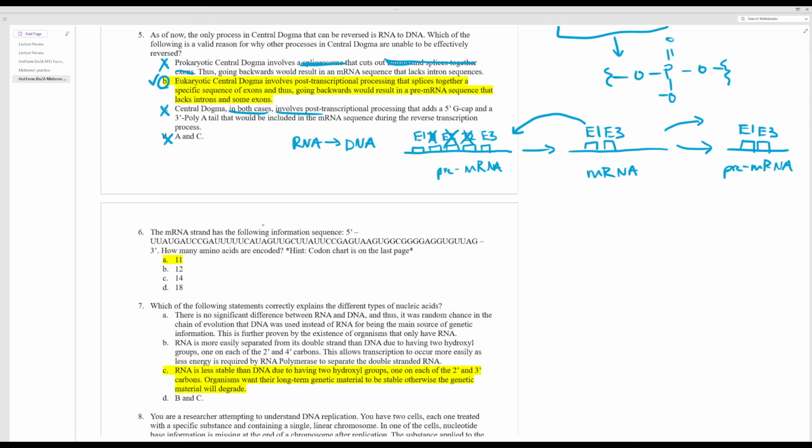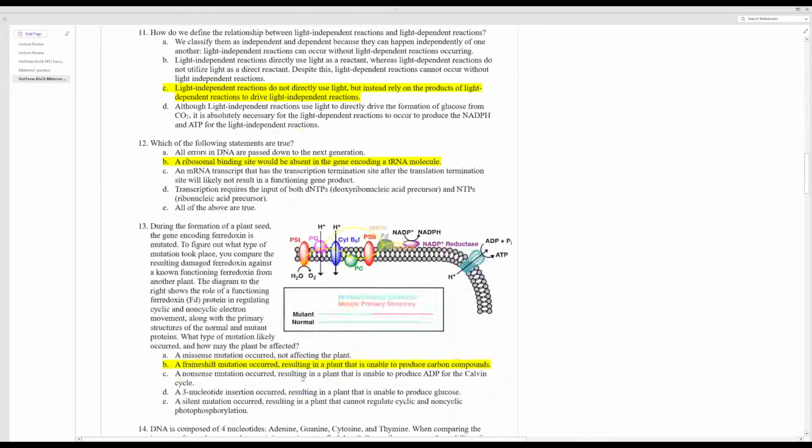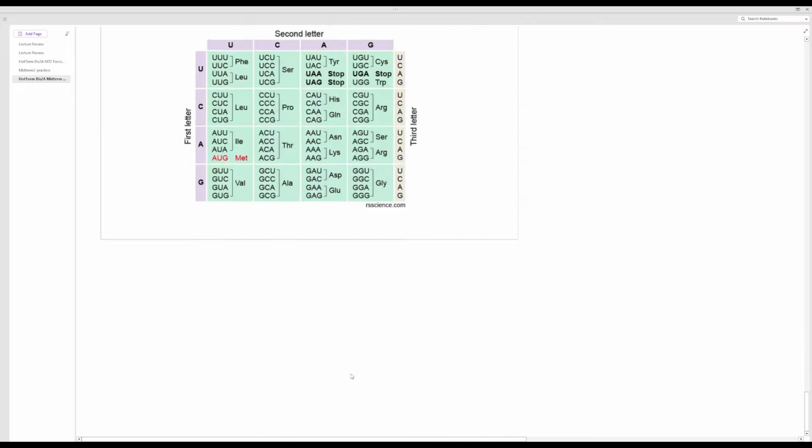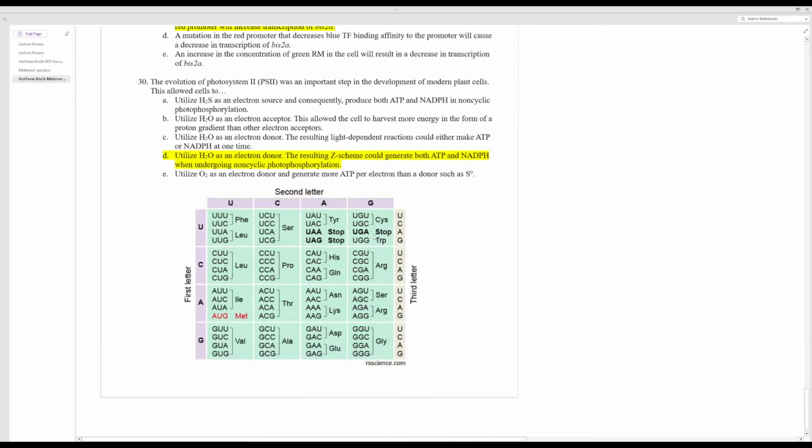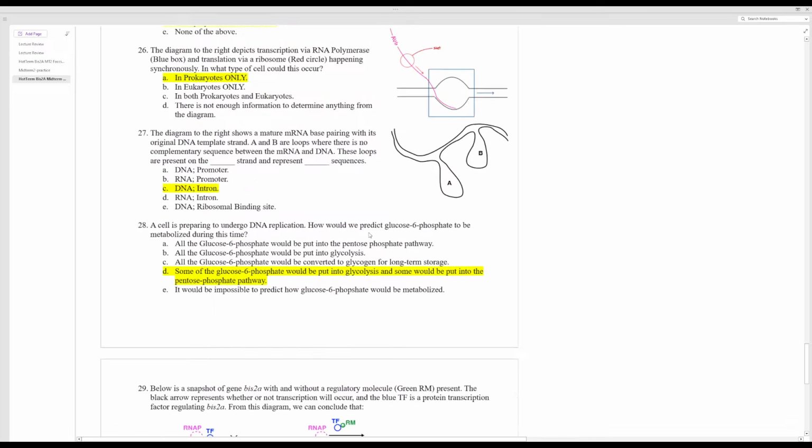Six, the mRNA strand has the following sequence. I'm not going to bother reading that out. How many amino acids are encoded? You have a codon chart, but the only thing you need to look for is AUG and your stop codons, which are UAA, UAG, and, oh, I have to look now. Hold on. Stop codons, UGA, UAA, UAG. Oh, UGA. That's the one I'm missing.